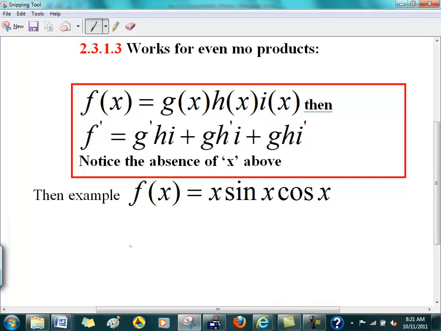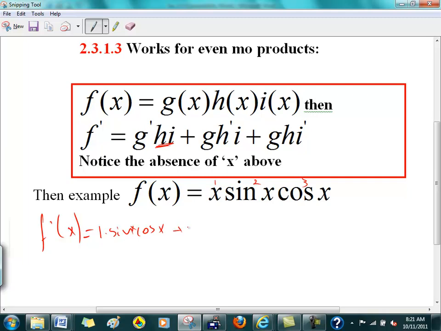Right, so what I want is I want f prime. So look at the rule, okay? It says keep the last 2 functions unchanged, differentiate the first one. So here's 1, 2, and 3. So differentiate the first one, what do you get? What do you get if you differentiate x? 1. Leave the others alone.